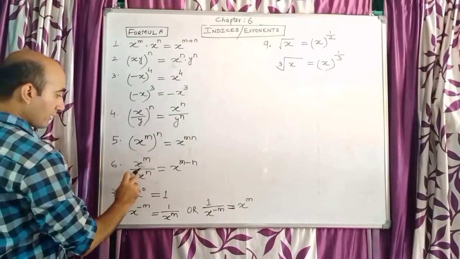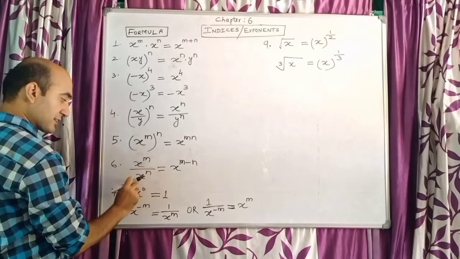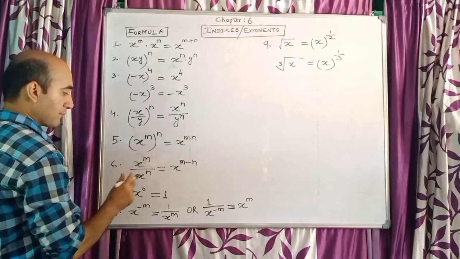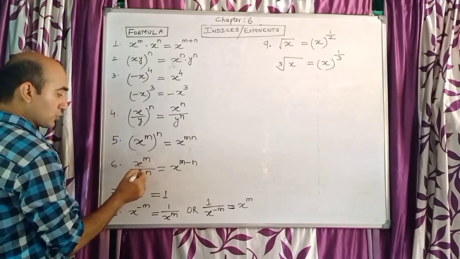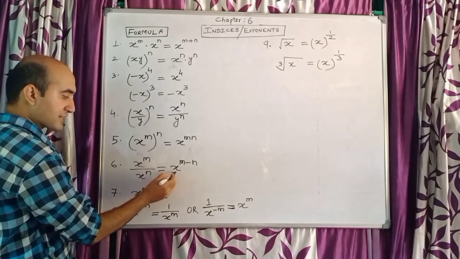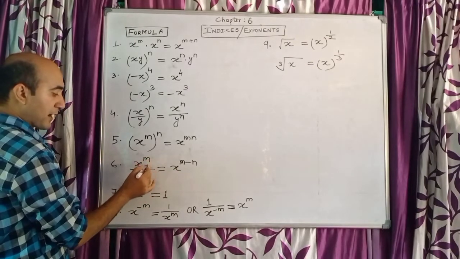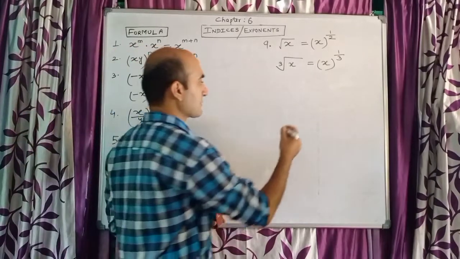Next, x to the power m and the same x in the fraction denominator, x to the power n. So both x are the same, but one is on the numerator, one on the denominator, and the power is different. So what you have to do, both the x you write as a single x and the power you subtract. The numerator power and denominator power you subtract. This is our result. Very simple.